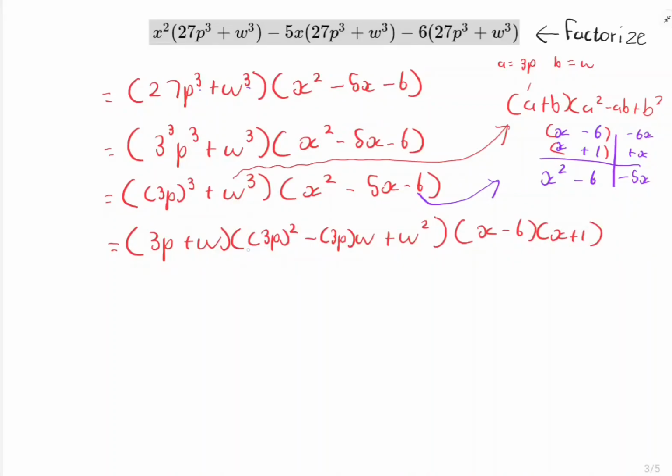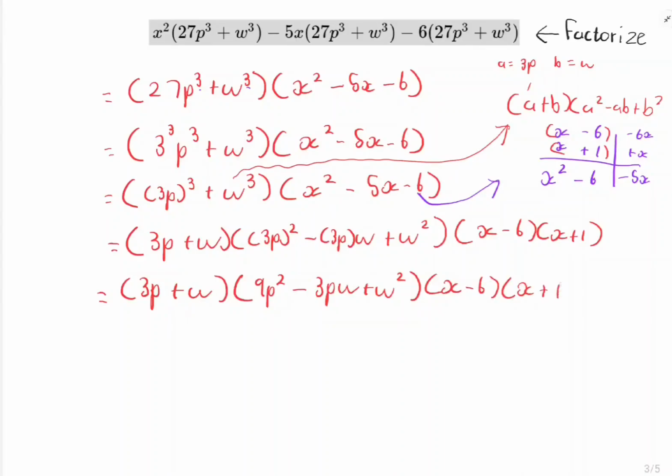So x minus 6, x plus 1. Okay, so let us go ahead and brush off this bracket over here. Make it a little bit neater, simplify it further. So it's going to be 3p plus w. What is 3p squared? It's going to be 9p squared minus 3pw plus w squared, times x minus 6, times x plus 1. And this is going to be our final answer.